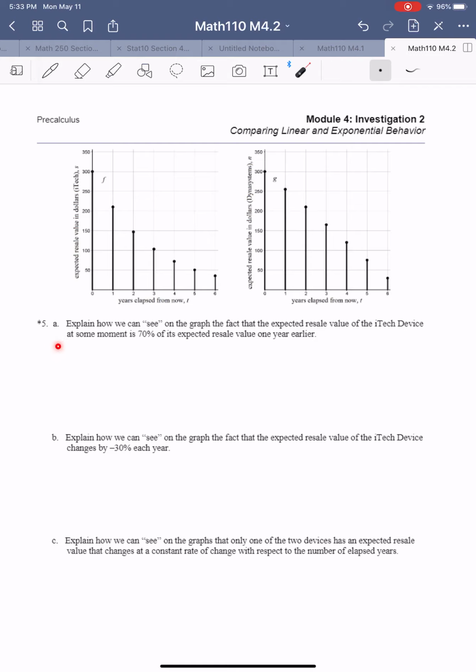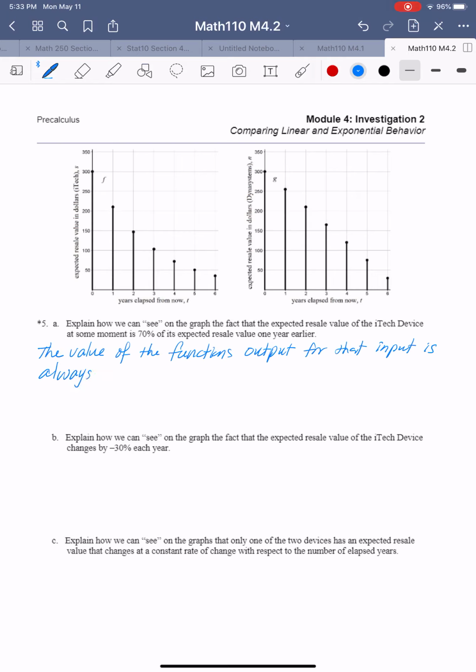So I want to say that the function's output value for that input is always 70 over 100 times as large as the length of the previous segment.